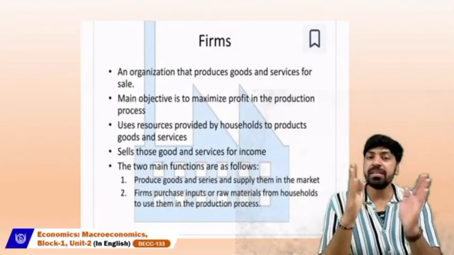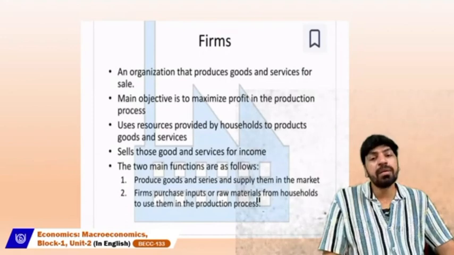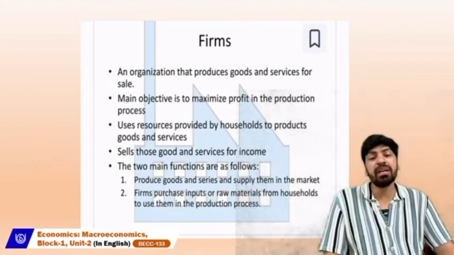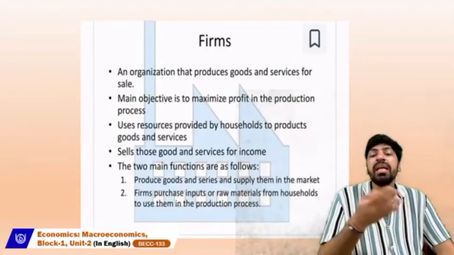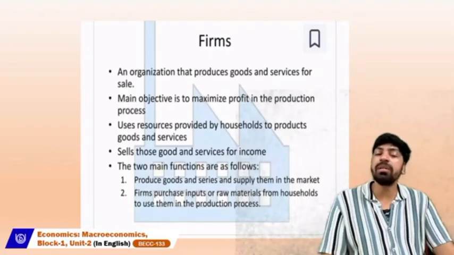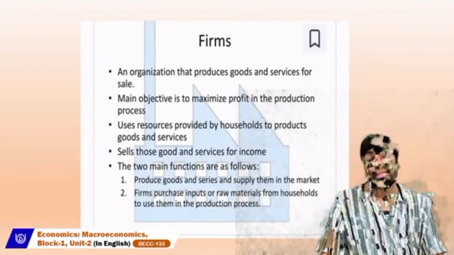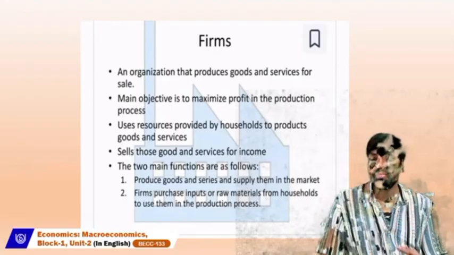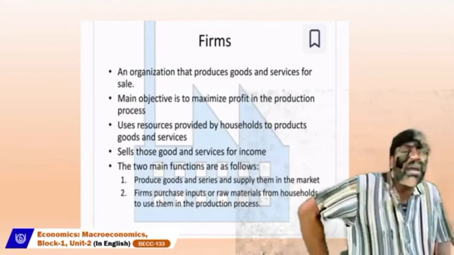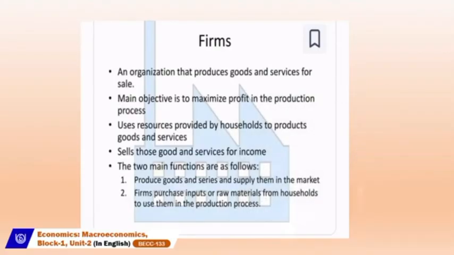So that is the function of the firms, how it works in the circular flow of income and how the income is generated by the firm. It is just by selling all those goods and services to the household, and it uses all those resources which are provided by the household, and that are land, labor, capital, and enterprise.